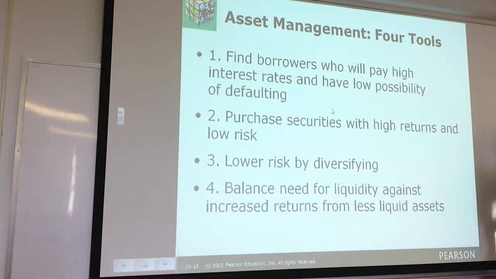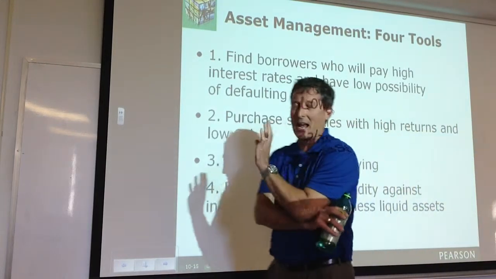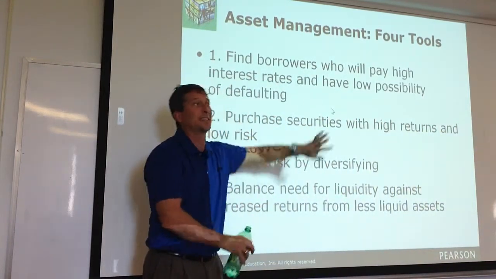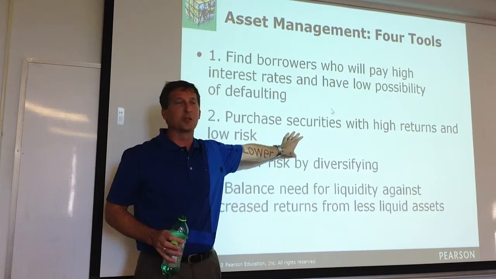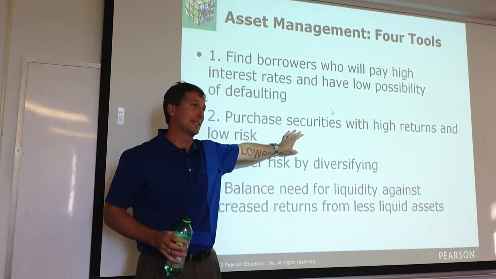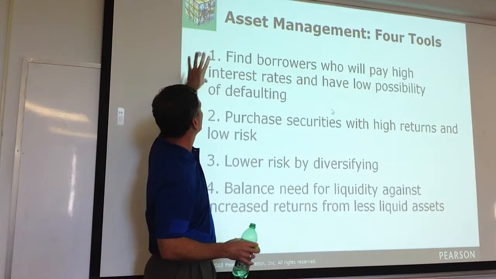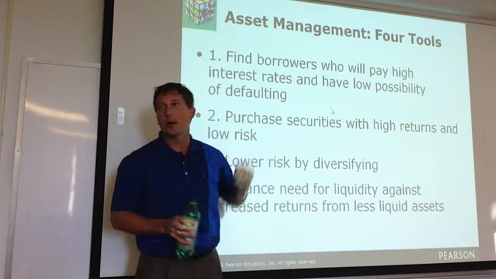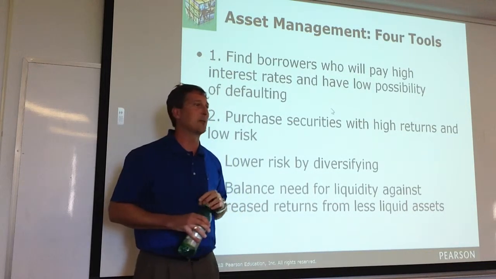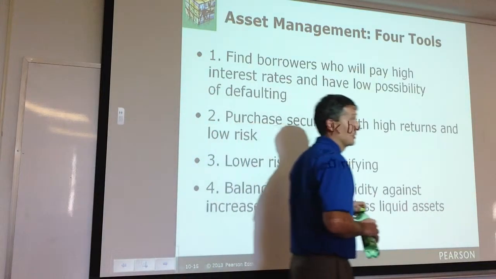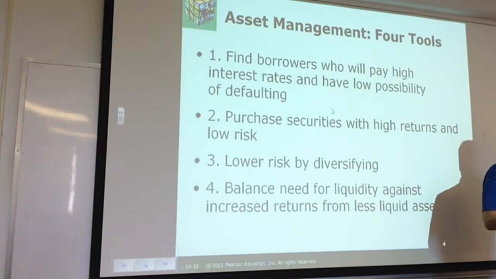Banks do a lot. If you remember back, I know you got this all memorized, of the average bank's balance sheet, a large fraction of banks do their business with commercial businesses. So how do they find borrowers who will pay high interest rates and have low possibility of defaulting? How do they do that with commercial customers? New businesses. Okay, so what do they do?